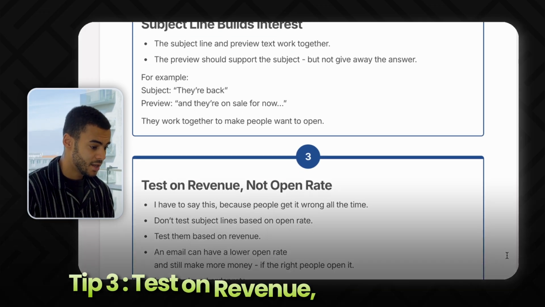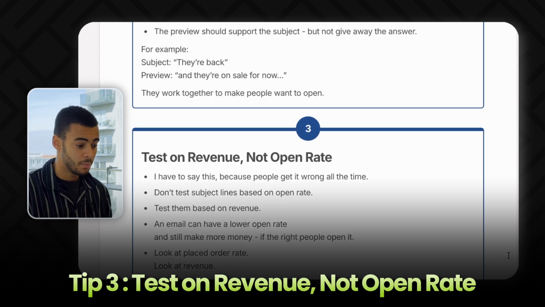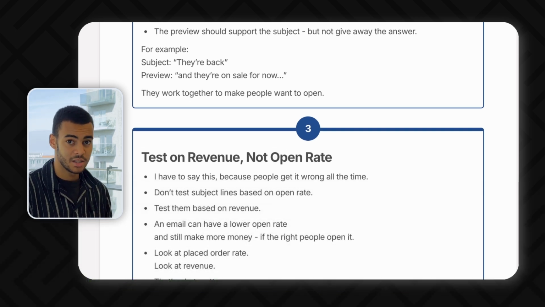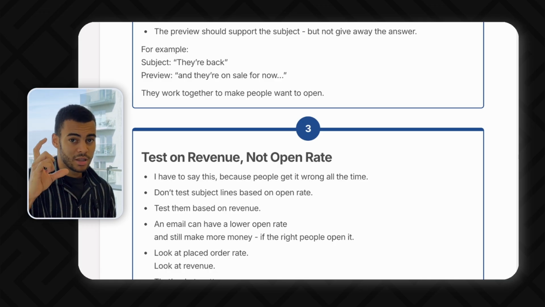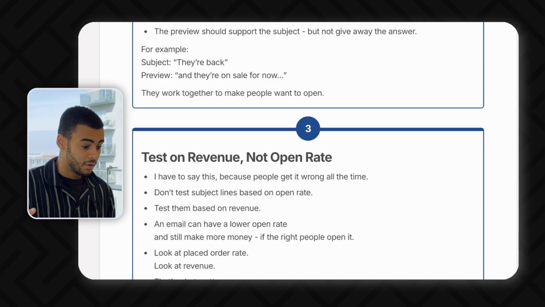Step 3 is to test on revenue, not on open rates. This is something I see all the time. People split test subject lines and preview text and base the results only on open rates. You can have an email with a low open rate but a lot of revenue generated, and obviously it performs worse if you have a higher open rate and lower sales from your email. So always look at your placed order rate and your revenue. That's the only thing that matters in the end.